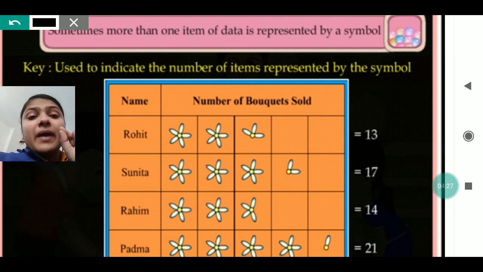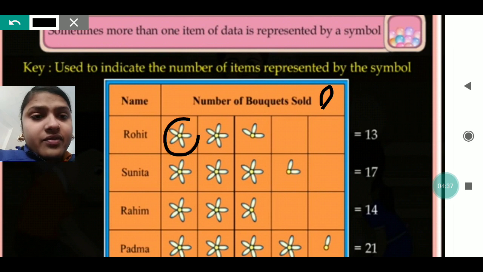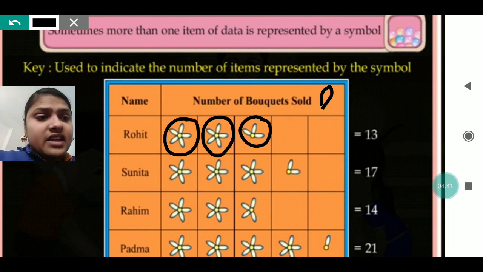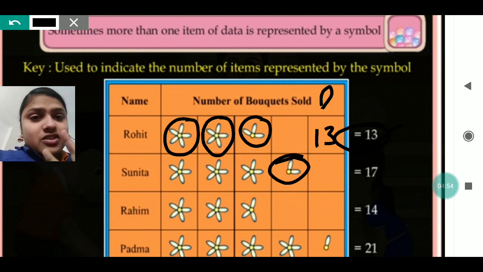Means we are counting the petals of the flower, my dear. We are not counting one flower, we are counting the petals of the flower. You can see this petal which is there, that one petal. So there are 5 in this, also 5 in this, and here it is 3. So that is why 13 is written here. It is written in black, 13 here. Sunita is having 17. So 3 full flowers we will draw and 2 half, means 2 petals only we will draw.